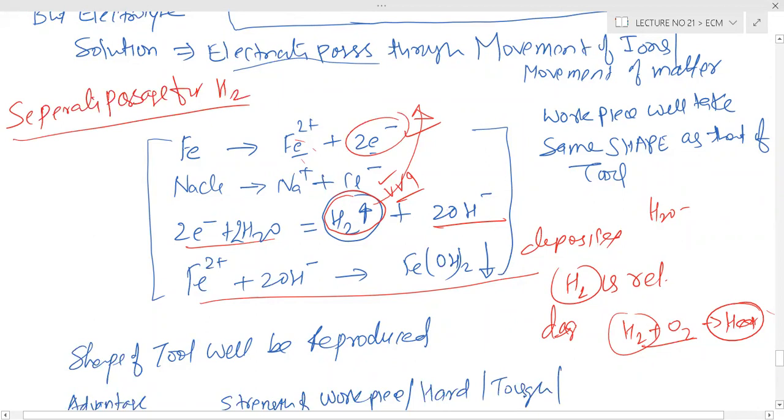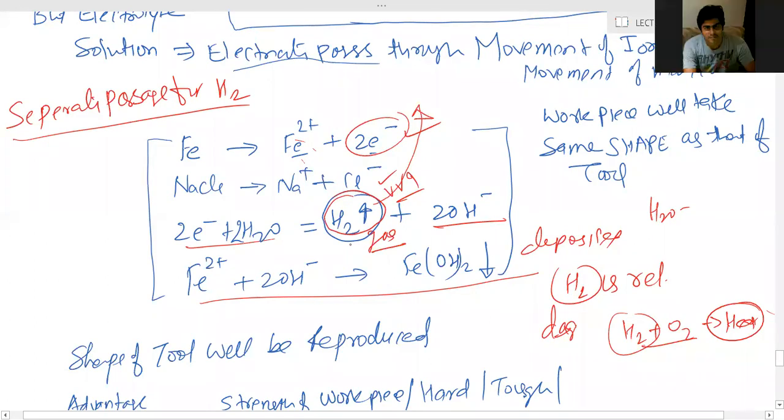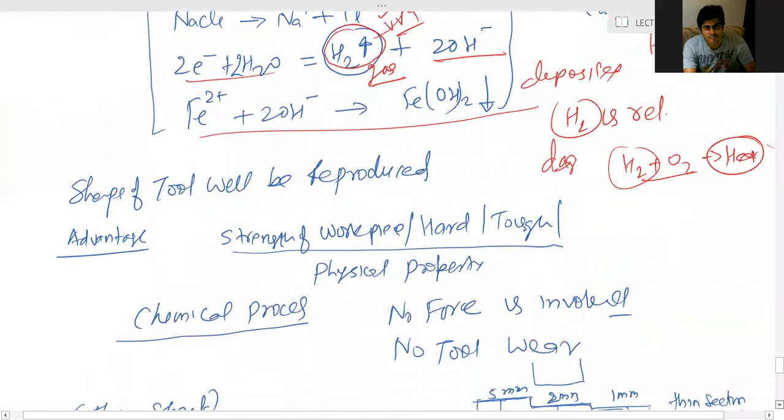Again, I am telling you, hydrogen is a very dangerous gas because it is in a gaseous form. It combines with atmospheric oxygen and catches fire, and you cannot see the flame. There is no visible flame in fact, but there will be heat, right? So gaseous hydrogen is very dangerous.